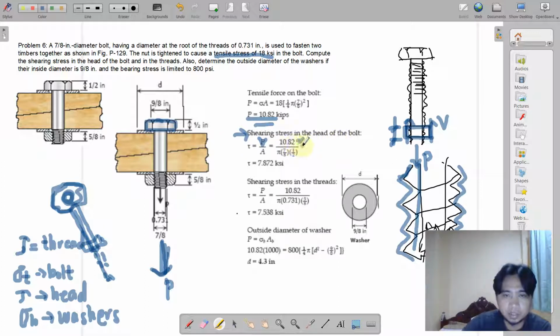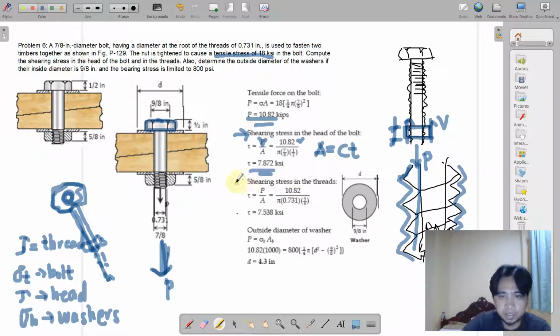So the shearing force is 10.82 divided by pi d times 1/2, which is the area, by the same principle as in punching shear, wherein the shear area is equivalent to circumference times thickness. So this is the circumference, pi times 7 over 8, times the thickness 1/2. Therefore, the shearing stress in the head of the bolt is 7.872 KSI.